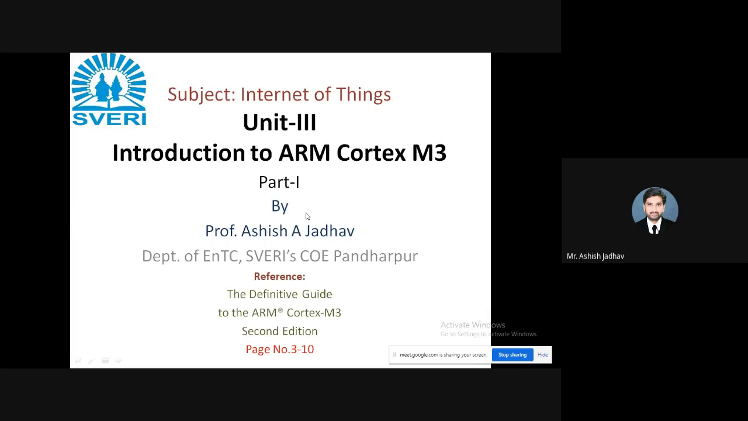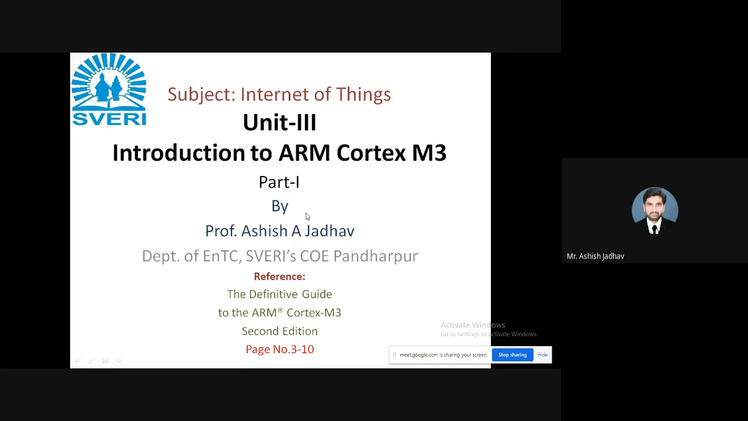After that, we directly completed the fourth unit. The fourth unit deals with communication systems and communication techniques, in which we have four different wireless technologies that can be used in IoT: Wi-Fi, ZigBee, BLE, and RFID. These techniques we studied with respect to their architecture, characteristics, features, advantages, disadvantages, and applications. And now we have started discussing the third unit.